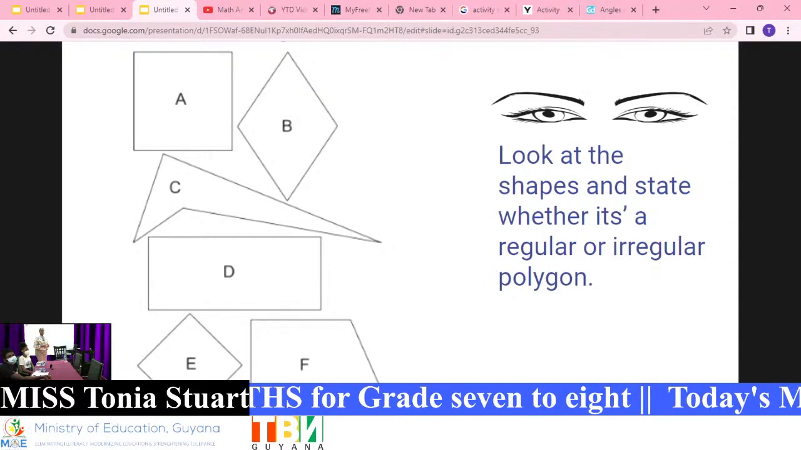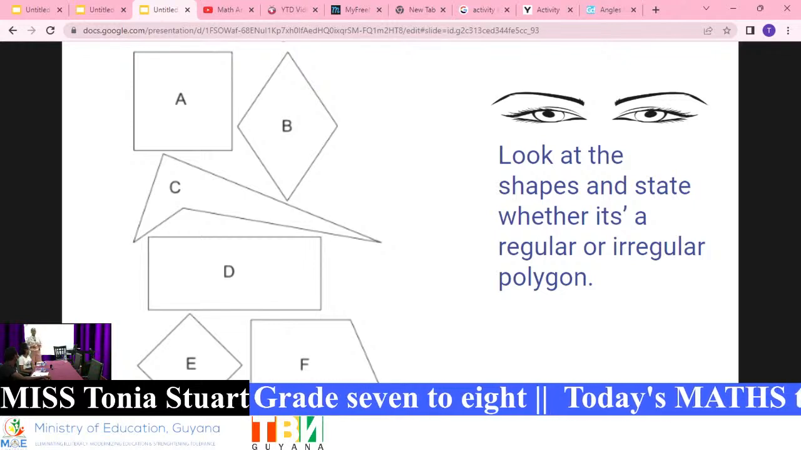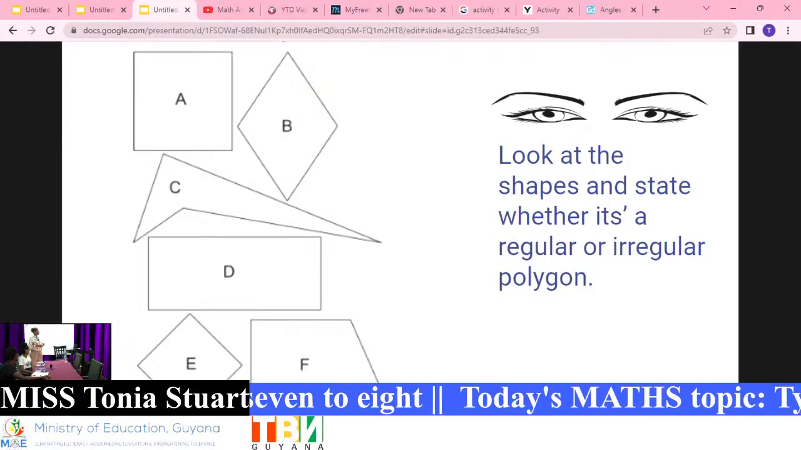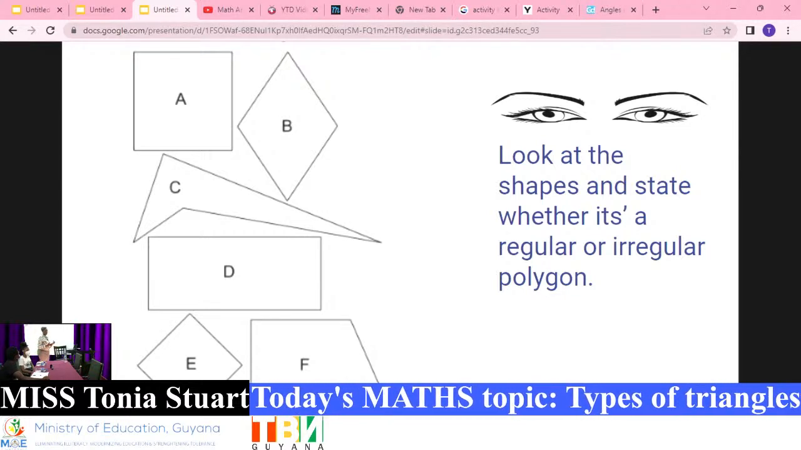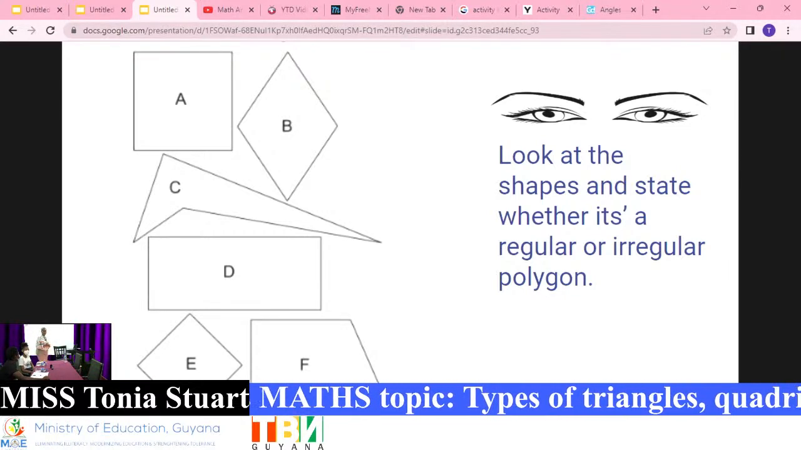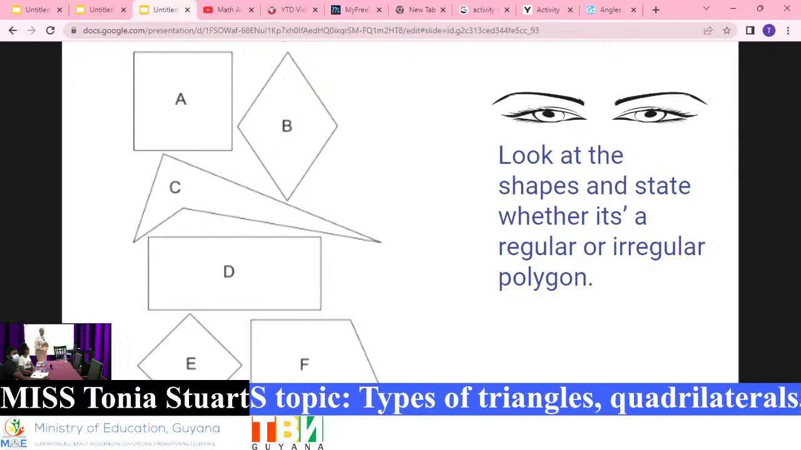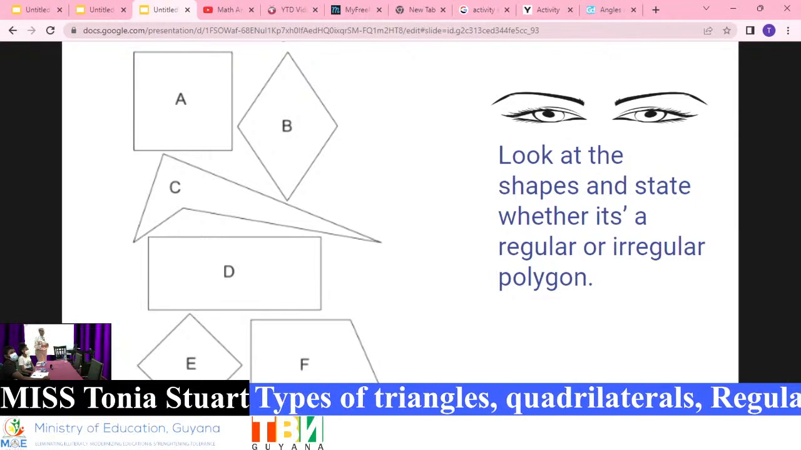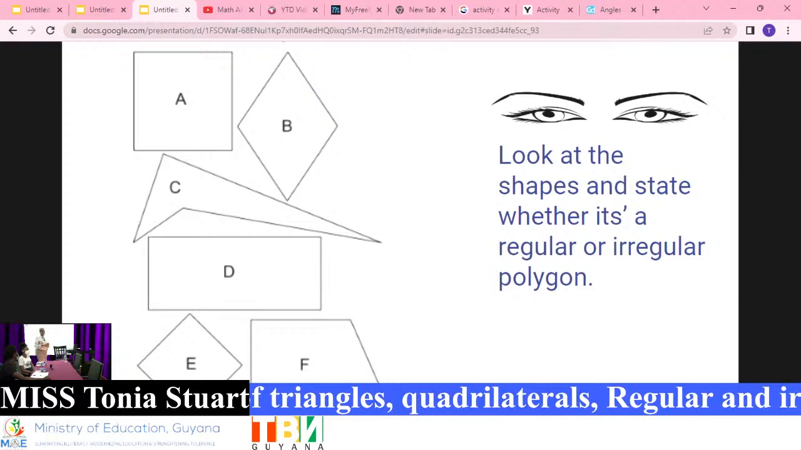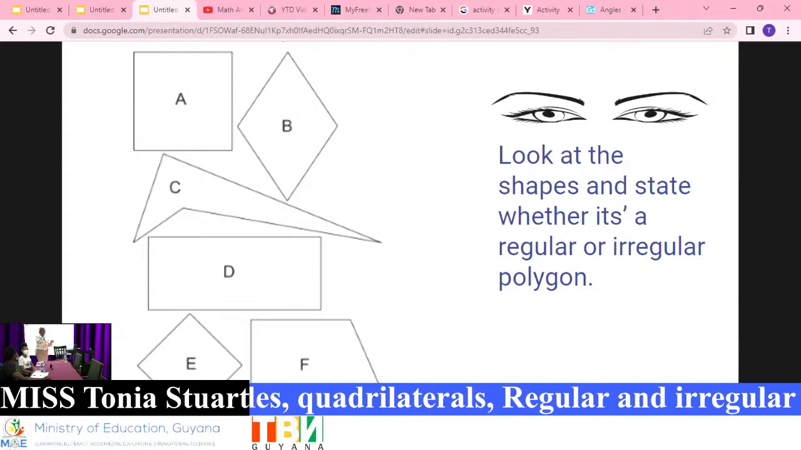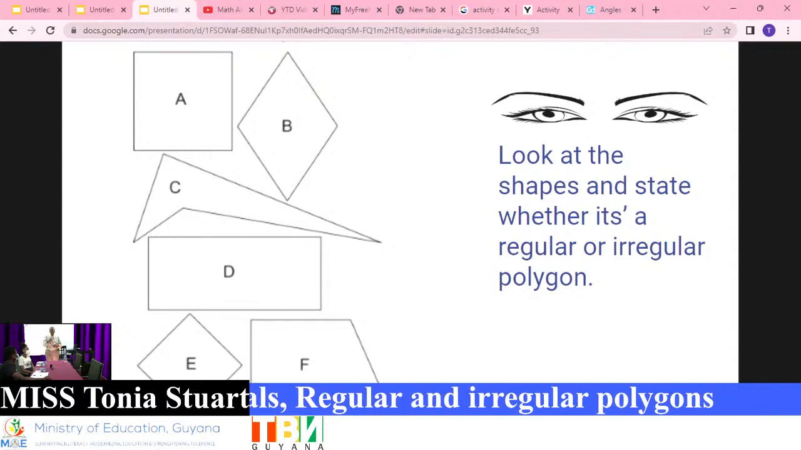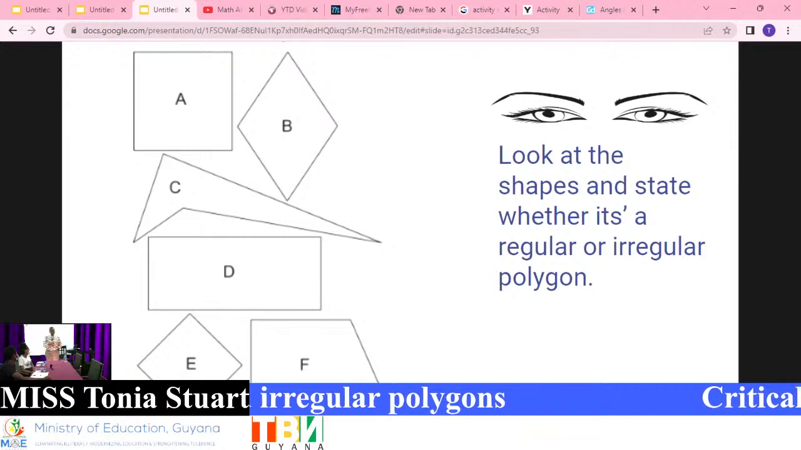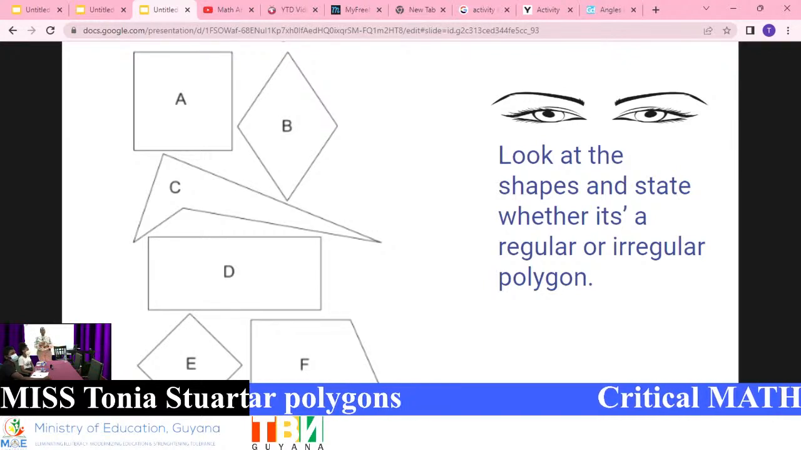Let's look at A. What could you say about A? First of all, what's the name of the shape? A square. Is it a triangle or a rectangle? All right. That is why we have to go and do that homework. A square, is it a triangle or a rectangle? Or a quadrilateral? Is it a triangle or a quadrilateral? My bad.